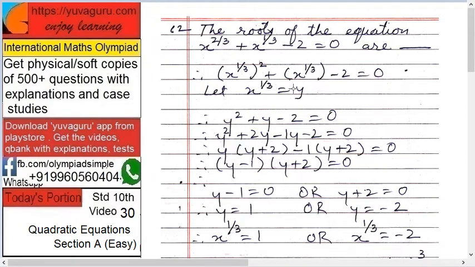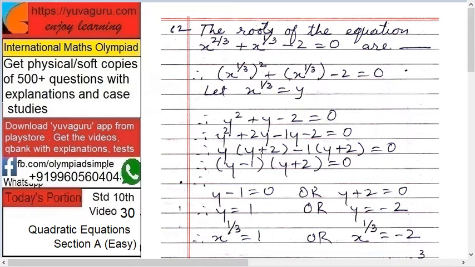So it becomes x raised to 1/3 the whole square, right? This one plus x raised to 1/3, this as it is, minus 2 equals 0. Now let x raised to 1/3 equal y. So the equation becomes what now? y square plus y minus 2. Now it's easier. So plus 2 minus 1.